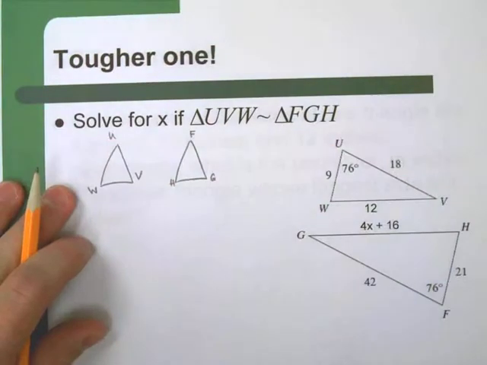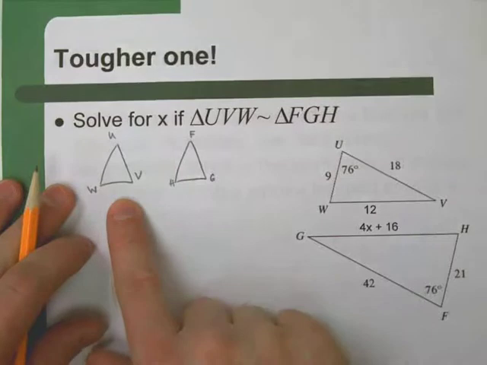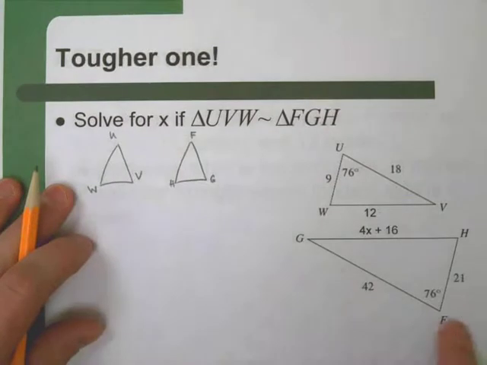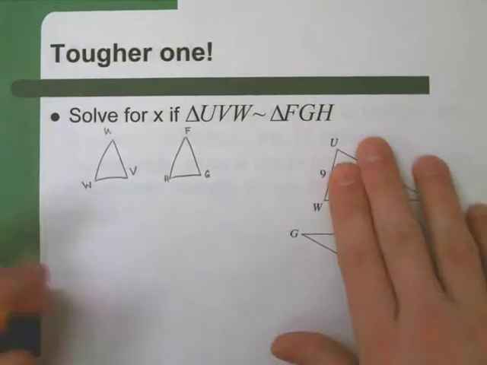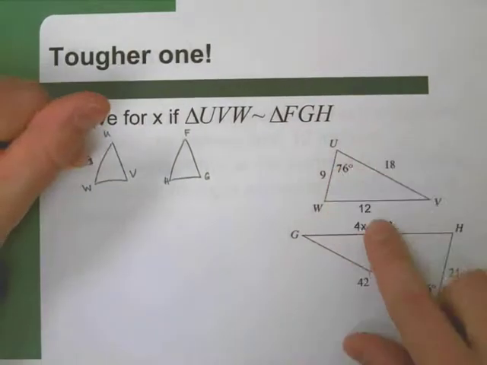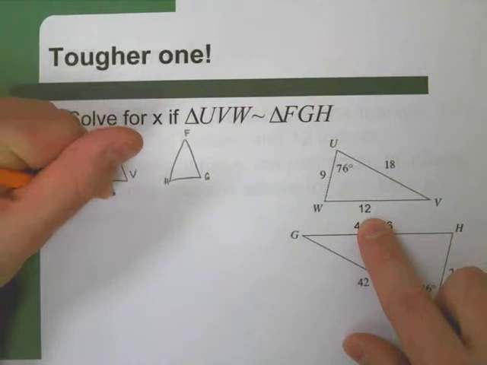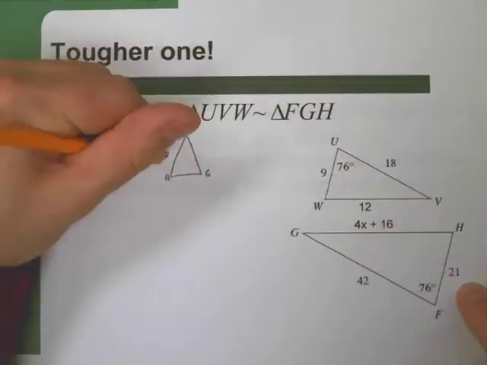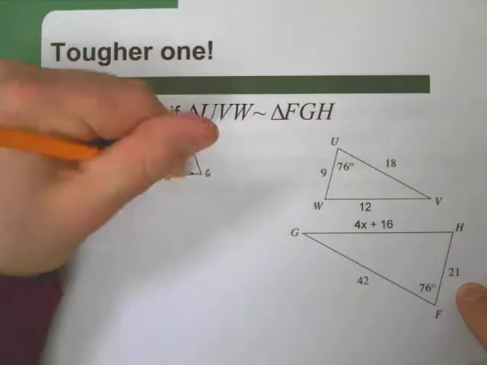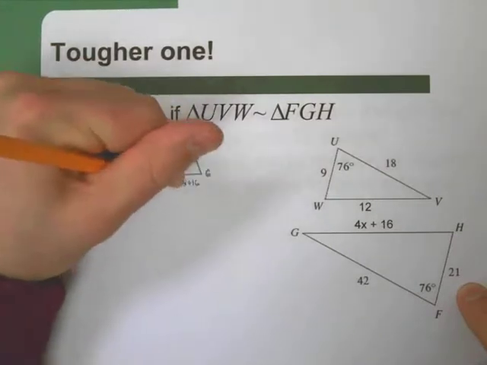I might screw up this picture, but I'm not going to screw up this one, okay? Here's what I know. Solve for X, which is right here, given that information. U to W is 9. Let's transfer it over to the easy picture. W to V is 12. On here, H to F is 21. G to H is 4X plus 16.